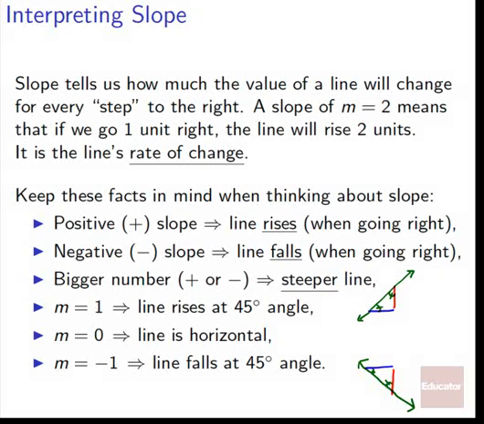And if m equals 0, then we take one step over, we take no steps up. So we just continue taking steps over forever and ever. So m equals 0 means our line is horizontal. M equals 1 means our line rises at 45 degrees. M equals -1, the line falls at 45 degrees.